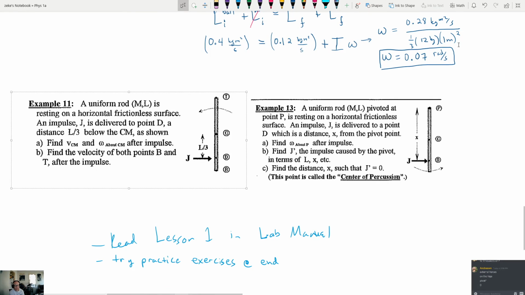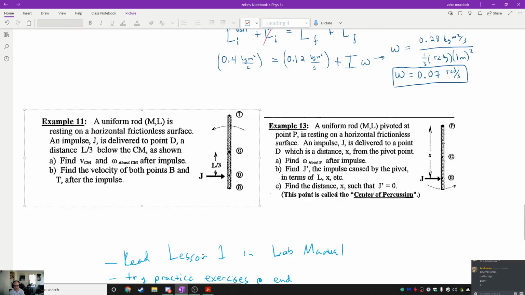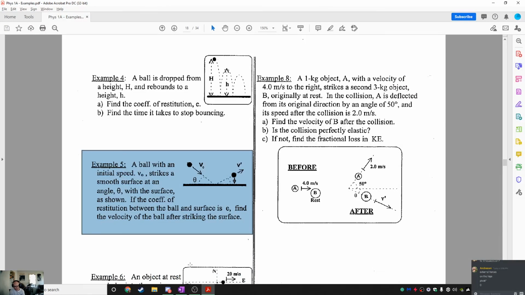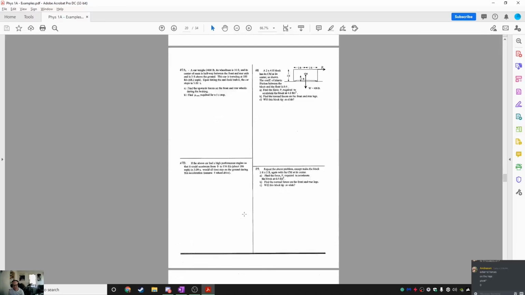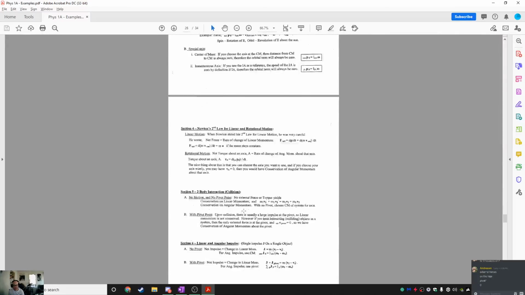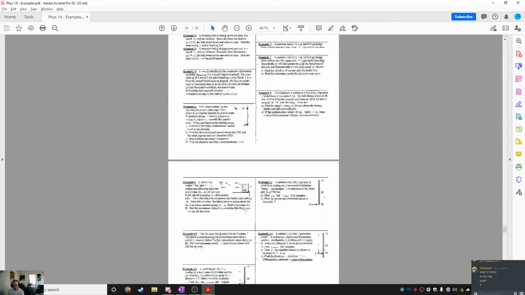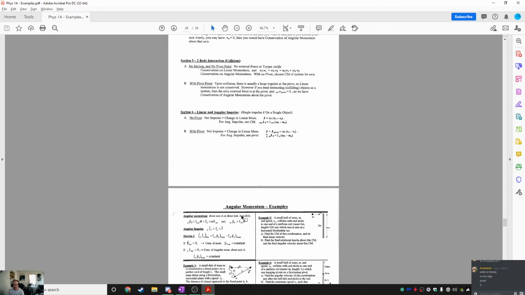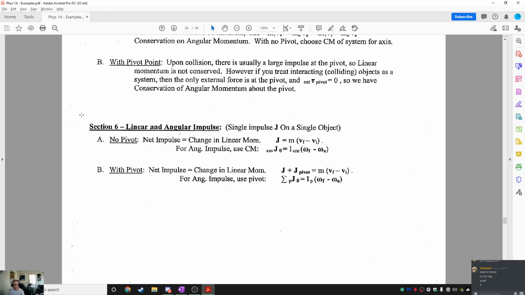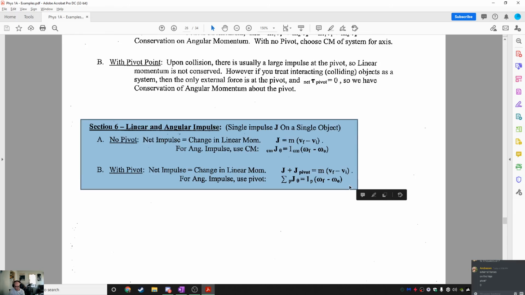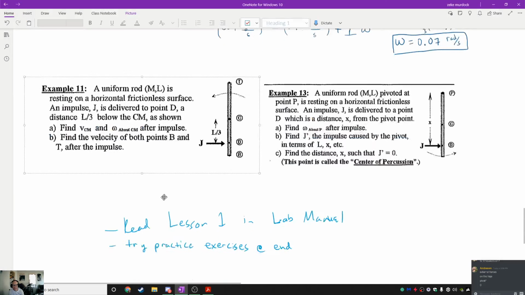To solve these types of problems, there is a section from the same example packet that I have right here. And that's this. This is how we're going to handle these. I'm going to copy and paste this into the document.